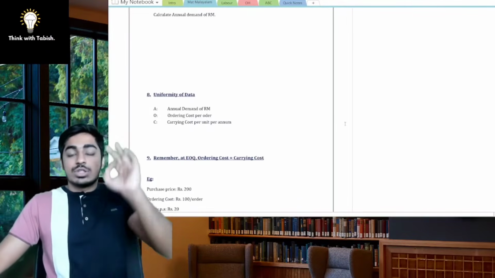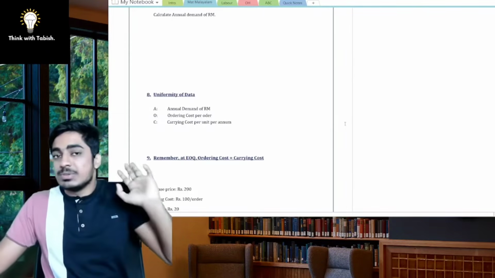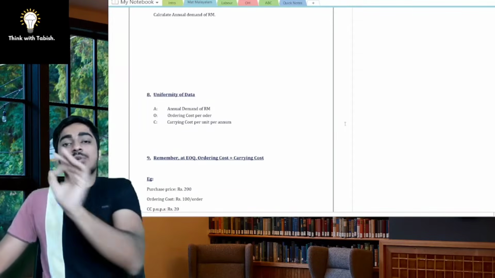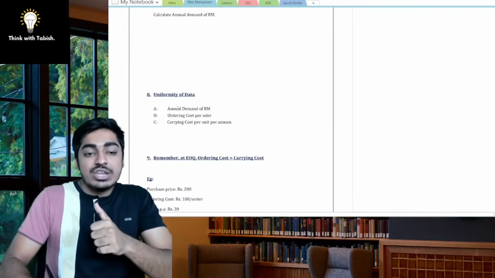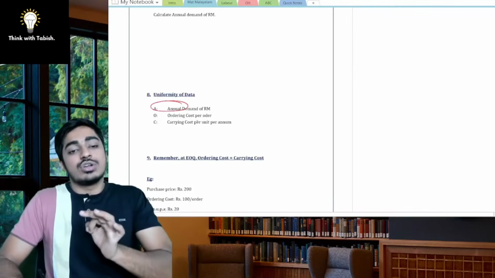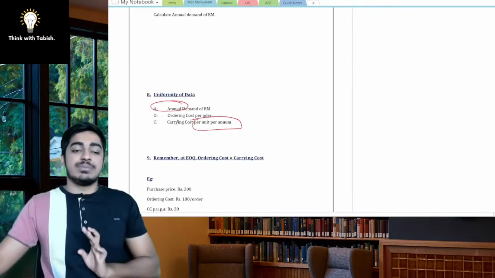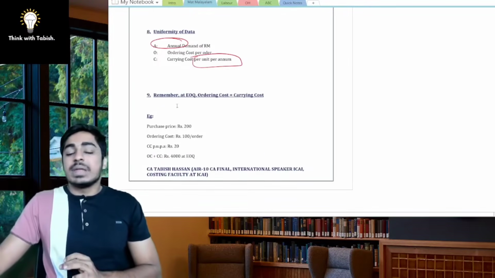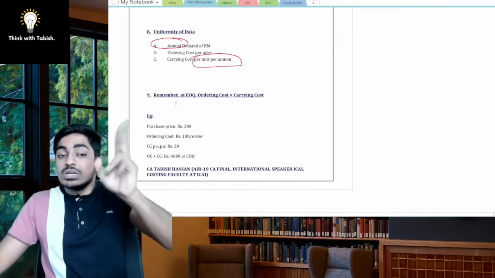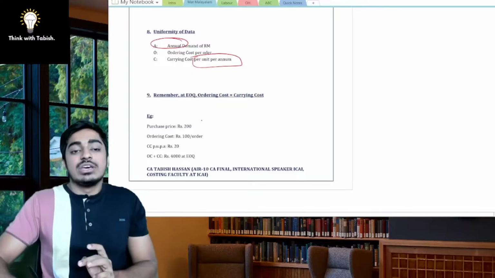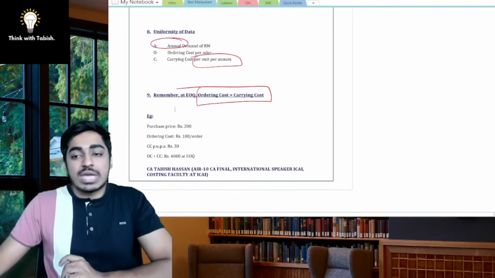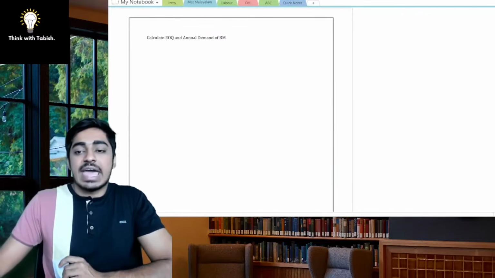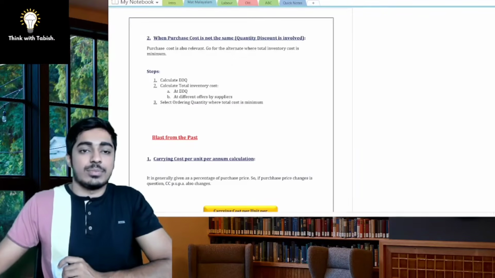Yes, one more thing to be kept in mind is that data should be uniform. Every data should be on a per annum basis. Demand of raw material should be the annual demand. Carrying cost should also be on per unit per annum basis. We've also looked at a comprehensive question wherein the annual demand was not available, but using the basic relationship at EOQ, ordering cost is equal to carrying cost, we have arrived at the annual demand of raw material.